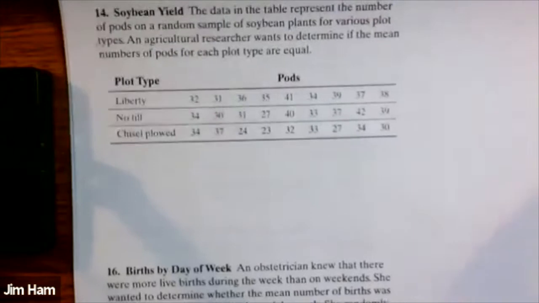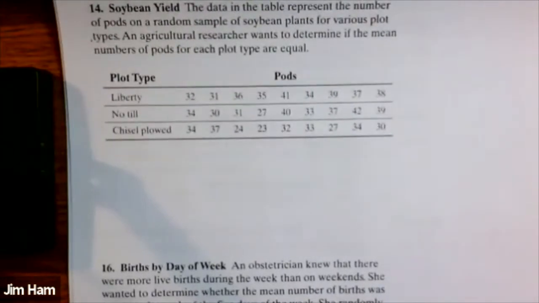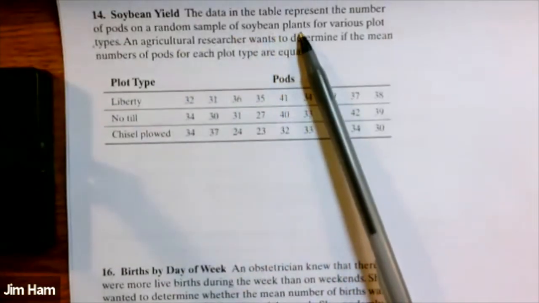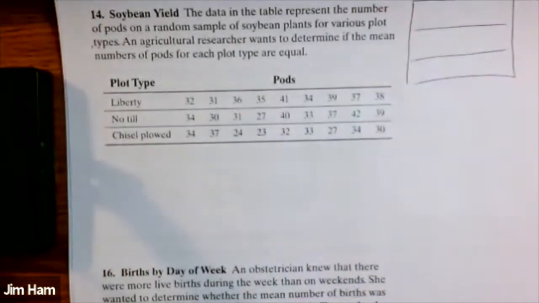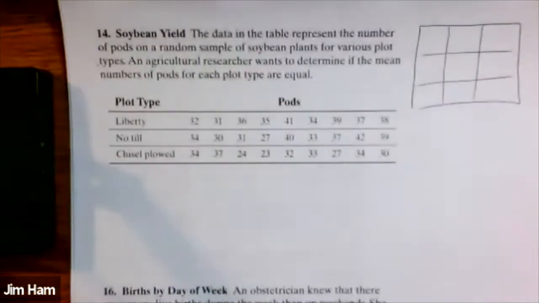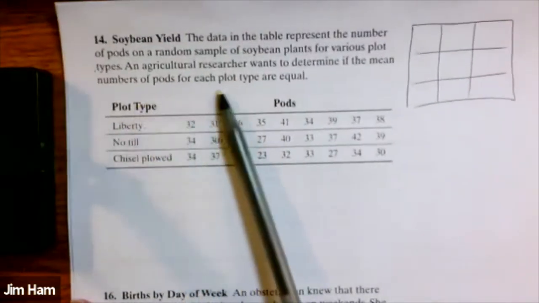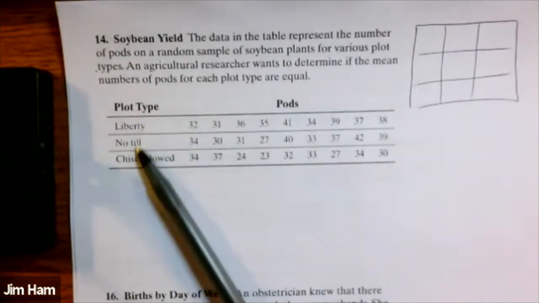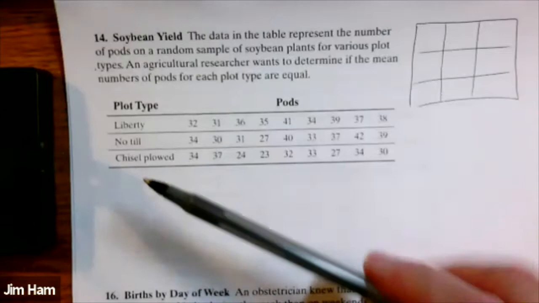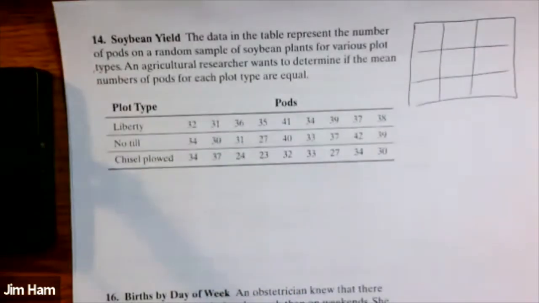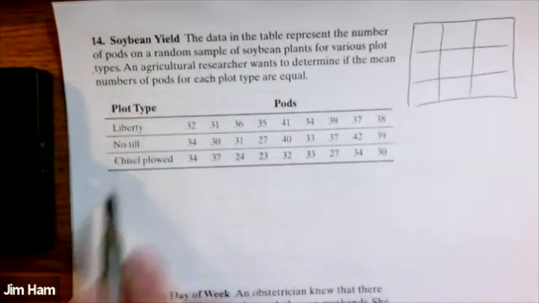All right, so let's go ahead and do the soybean yield. For this one, the data represent the number of pods on a random sample of soybean plants. So the farmer has a bunch of pods, and is trying to figure out which plants survive the best in Liberty, no-till, or chisel plowed. So I guess these are 3 different ways to work up the dirt to plant these plants. And they look at different pods with the different kinds of plots.